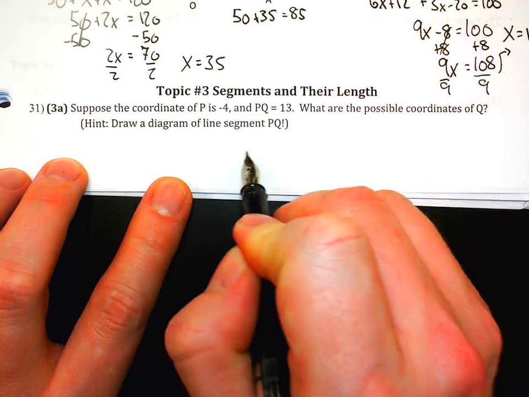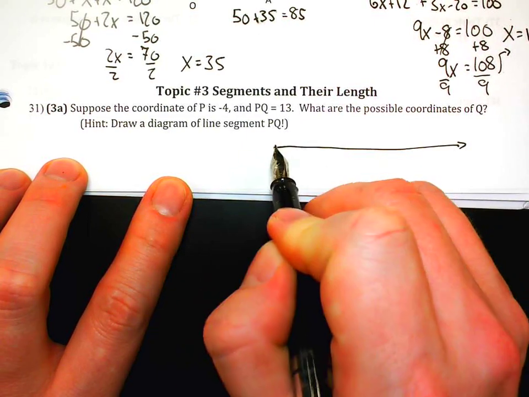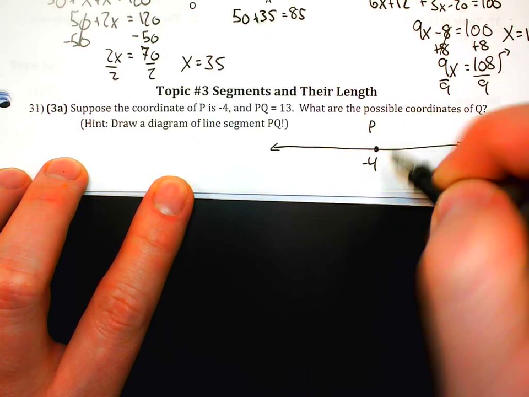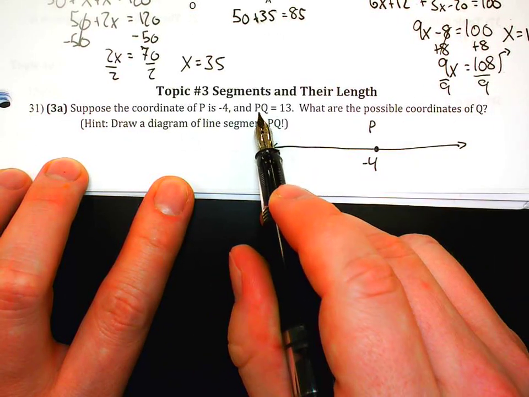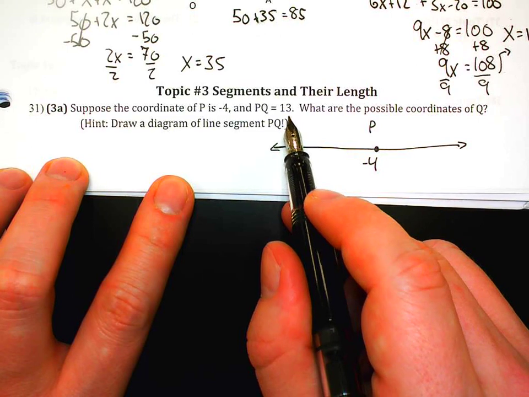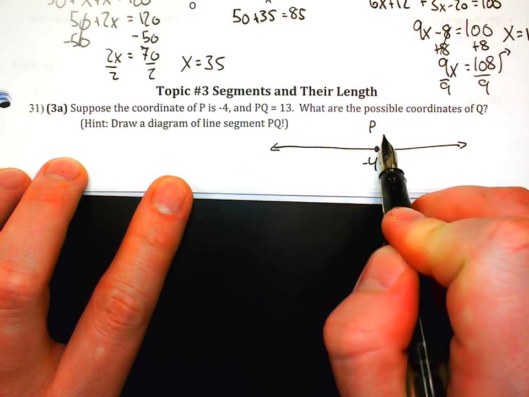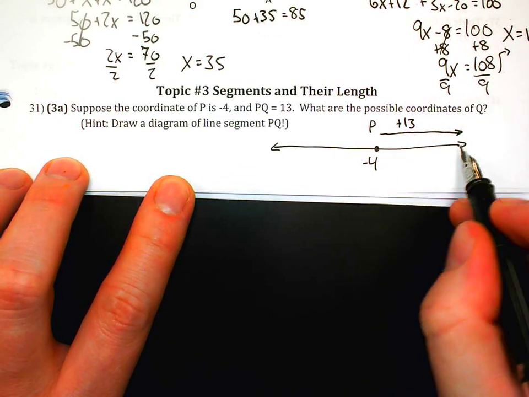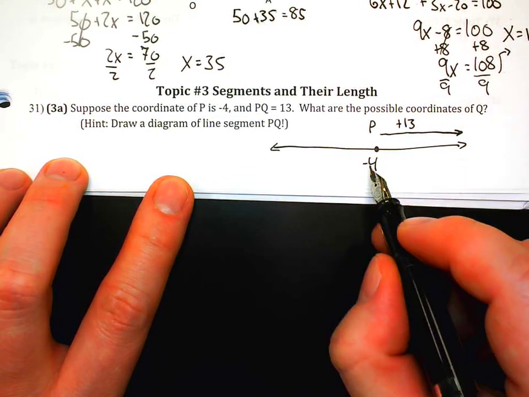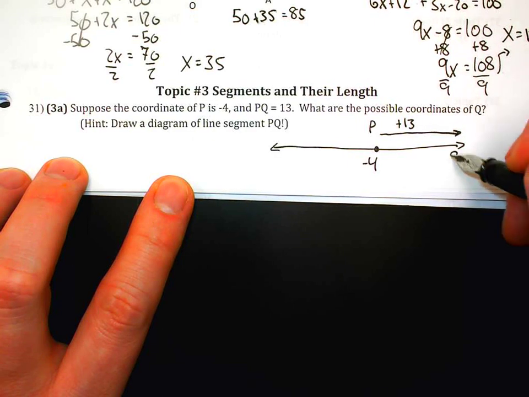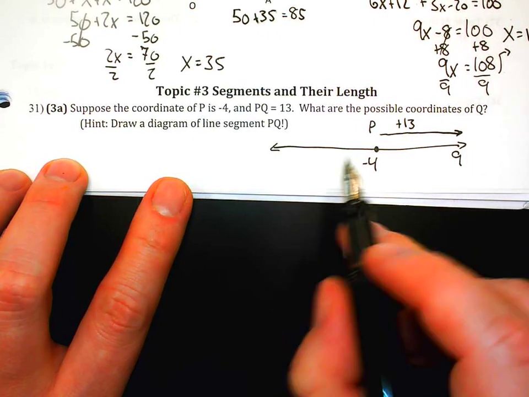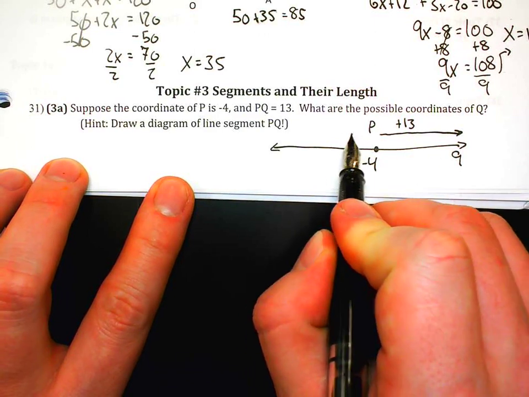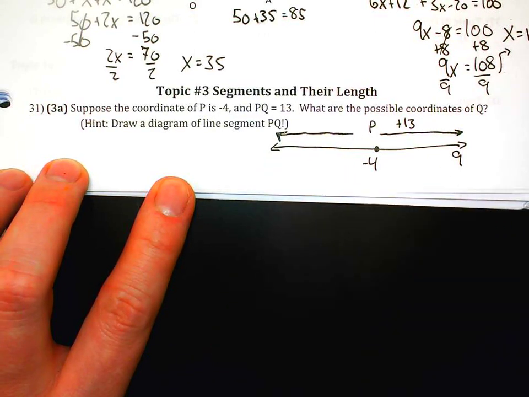So if I draw a number line, and we'll put P in the middle at -4. What this is telling me is to get from P to Q, I have to walk 13 spaces. Now I could walk 13 spaces this way in the positive direction, and that would give me a distance of 13. Well, -4 plus 13 would be 9. However, on a number line, that's not the only direction I can go and get a distance of 13. I could also go to the left in the negative direction, 13 spaces.